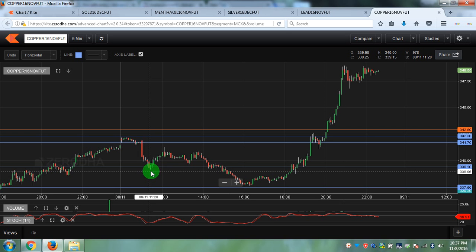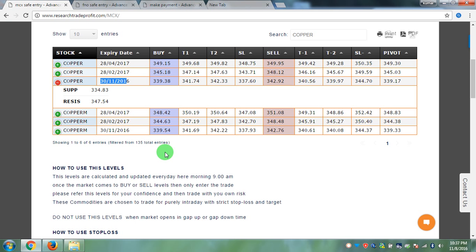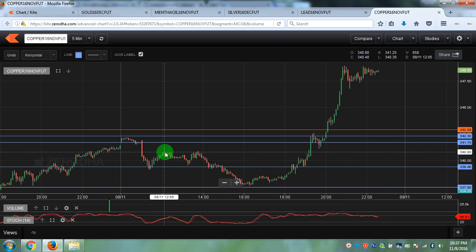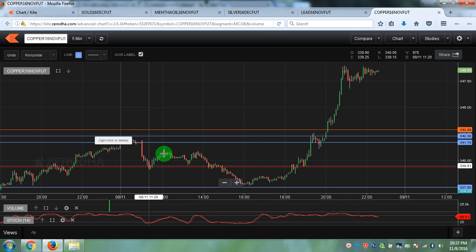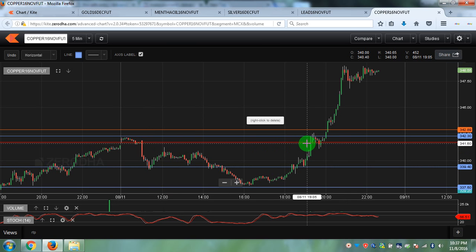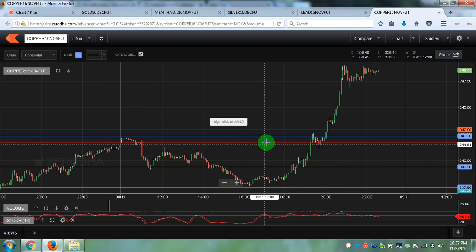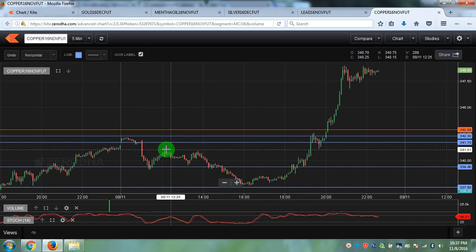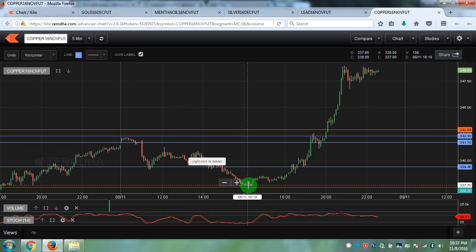11:20 buy call was generated at 339.40 paisa. So after the buy call, our first target was at 341.75 paisa, but that high made is 341.25 paisa at 12 o'clock 5 minutes. Within 1 hour it went up, but our target was given at 341.70 paisa. This was the first target. So you can see this, after the buy call it went up almost one and a half rupee. It went up again, came down, and this is the low for today's day low.